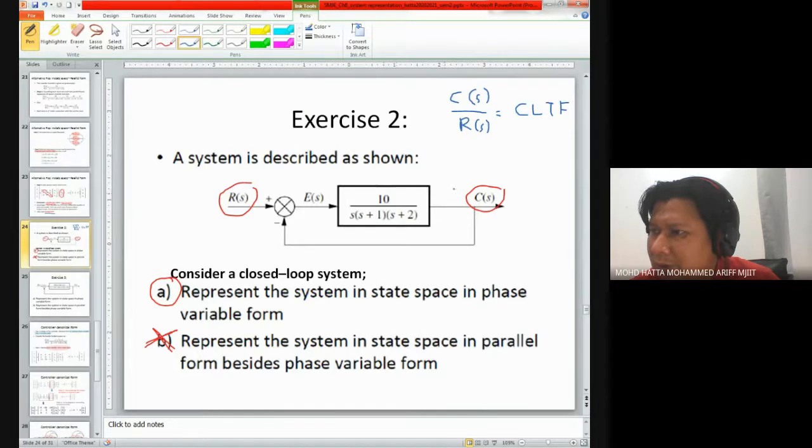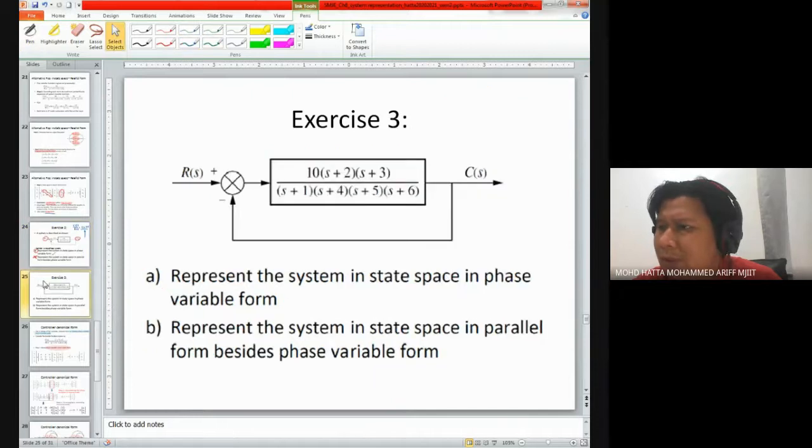This closed loop transfer function has been taught earlier in this course as well as in your control system course. Or if you don't know how to come up with the closed loop transfer function, please have a look at a nice book to get the closed loop transfer function of a unity feedback. The first thing, you need to get this closed loop transfer function before we can get into the representation of a system in phase variable form. So that's the tips for exercise 1.